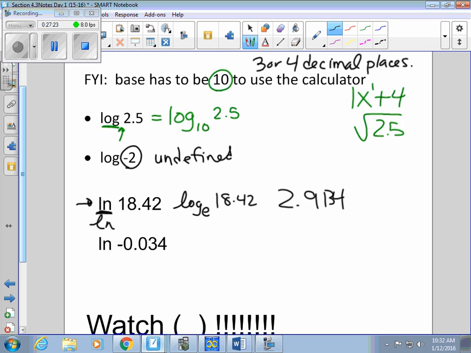Okay. The same rules hold true with our natural log. I still can't take the log of a negative number. So if you hit your ln button and then put in that negative 0.034, you're going to get a non-real answer again. It's still undefined.